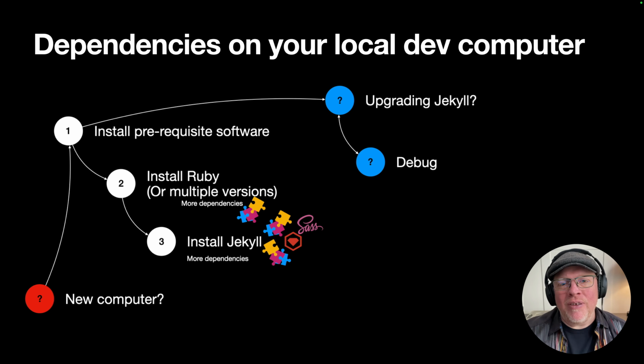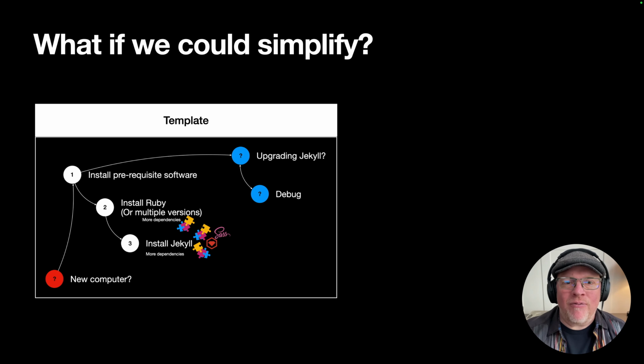Then what happens if you purchase a new computer? You have to set it all up again. So why not just install everything in sort of a templated format? And that's what Docker provides. And that's the core of this conversation in this video. I'm going to show you how to set up GitHub Pages on your computer, but without having to install all these dependencies directly on your computer. We're going to store them as a template.